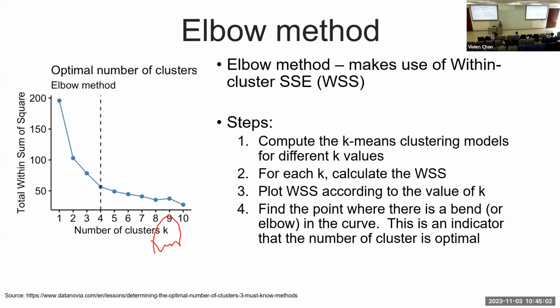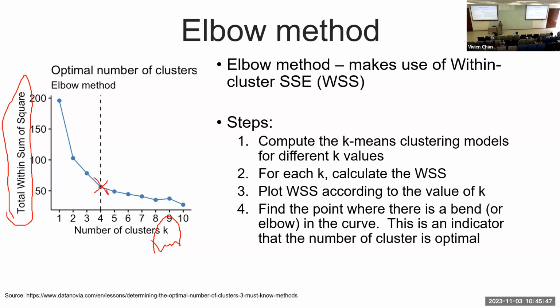Actually, you calculate all different partitions, and with different values of k, you can calculate the total WSS value. With more and more clusters, usually the within sum of error will start to drop. It will drop to a point here, although it continues to drop, but then this is what we call the elbow point.